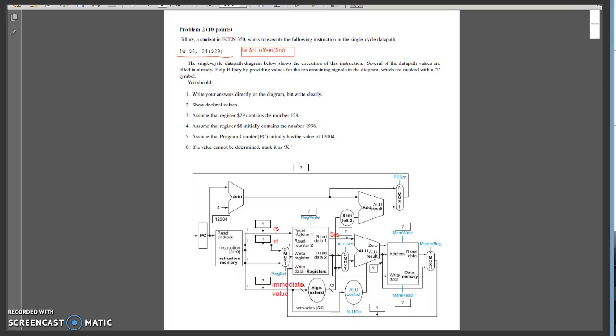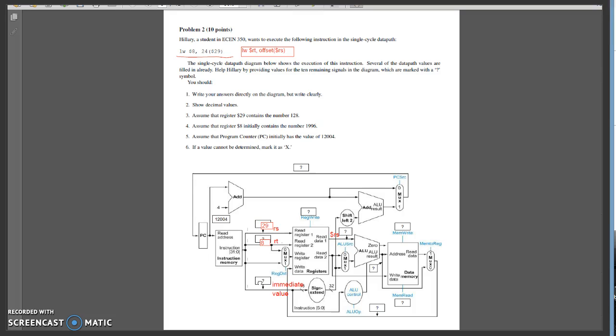For read register 1, I marked it already as RS. We know from inspection that this value is just 29. Right below it, we know that RT is also 8, just from inspection. Okay, let's mark that.